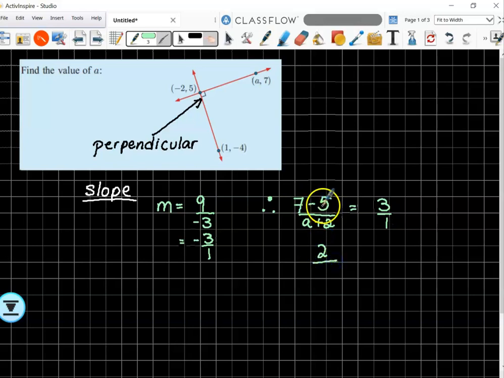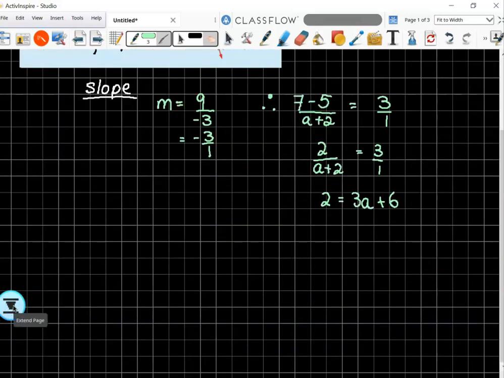So we've 7 take 5 is 2. We've got A plus 2 equals 3 on 1. How will we solve this? Thank you, Jacob. He's given me the cross sign. We can cross multiply. 2 times 1 is 2. 3 times the denominator. I'm running out of room, so I'm not using the brackets. I just know now that I have to times everything there. Now I can get some more room. And easy solve. So get rid of the plus 6. Take 6. And therefore A is minus 4/3.